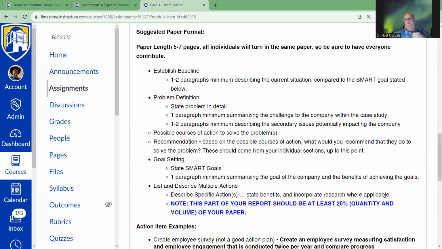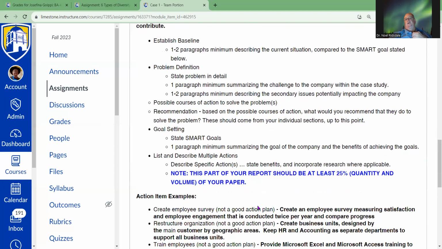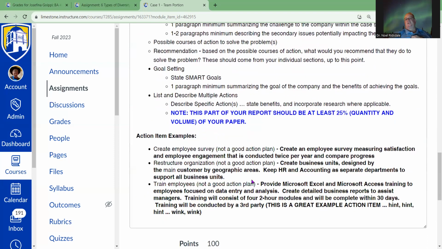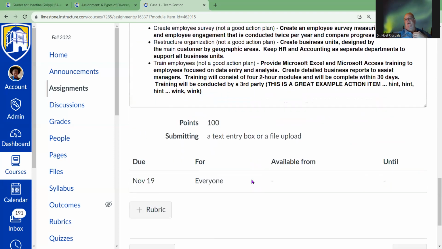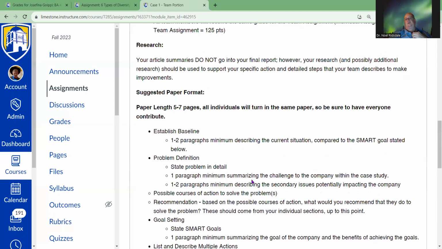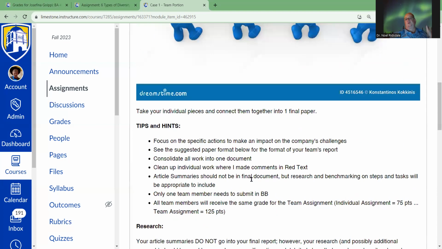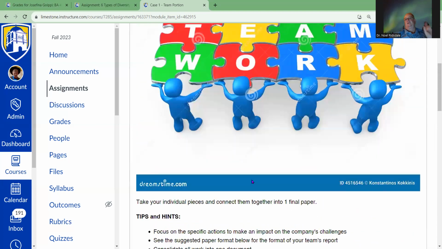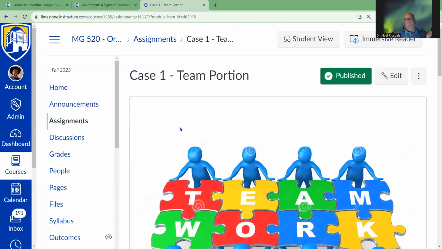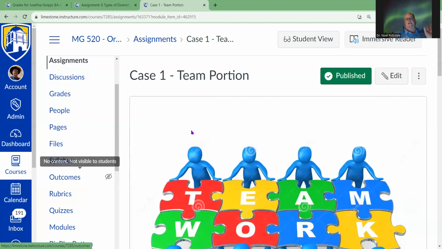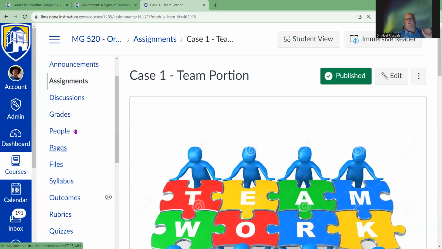It is looking for some action plans. And those action plans and solutions are what we're going to be looking for in this area. Okay, so this gives you a little bit of some action plan possibilities as you pull this together. But again, only one person has to post it as long as everything is posted together.